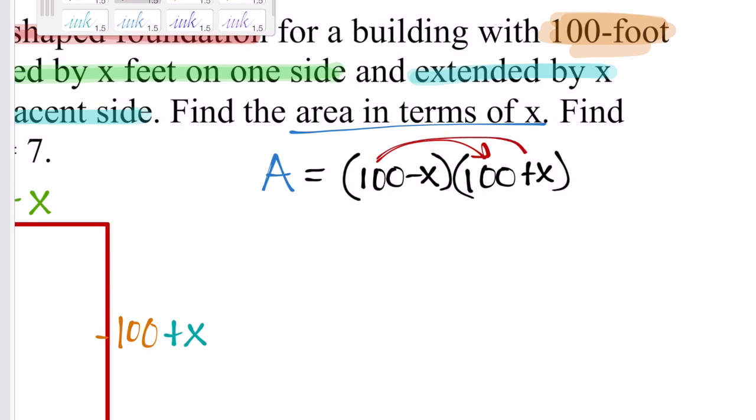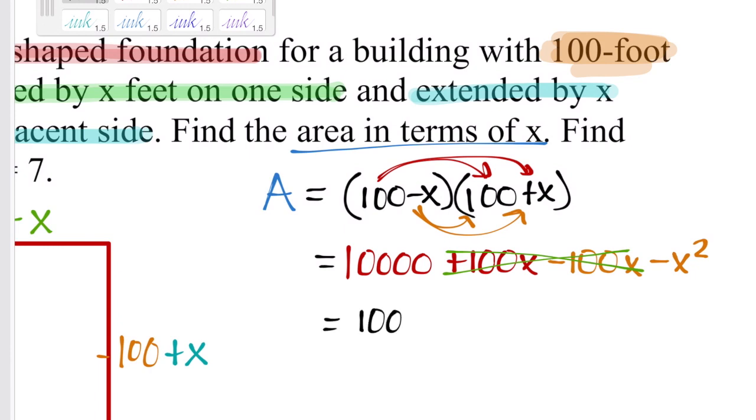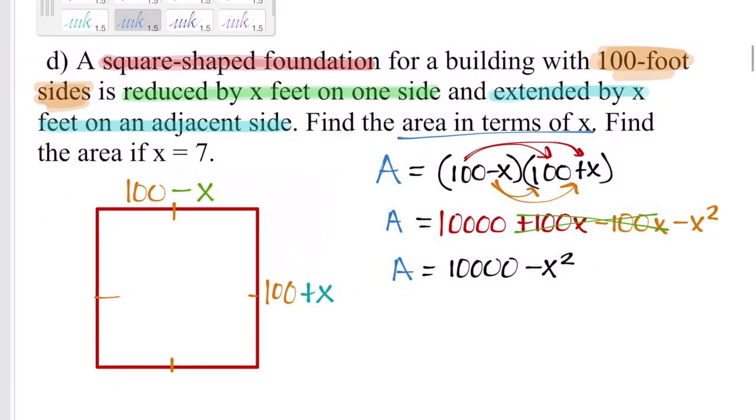So 100 times 100, and also the 100 times the x. I'm also distributing in the negative x. I didn't order this right away, and so I do see, though, that my 100x minus 100x, those are going to cancel out. And so I'm going to end up with, and this is my area in terms of x. The last thing they want me to do is find the area if my x is equal to 7.